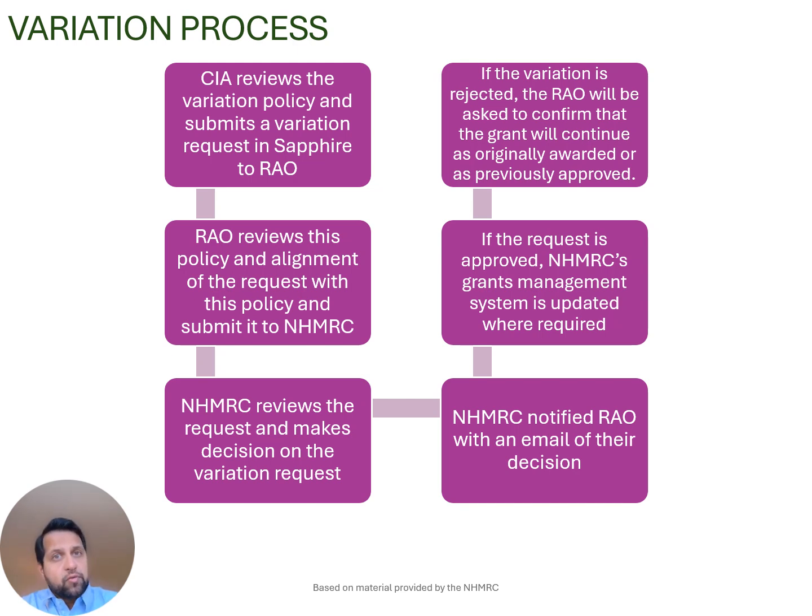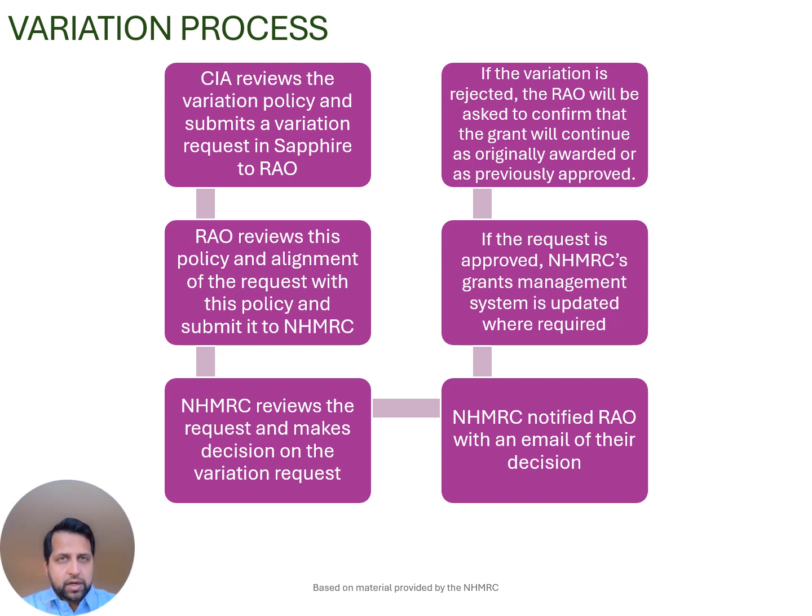If your variation request is approved, NHMRC will make the changes to your application on Sapphire. If the variation request is rejected, the RAO will be asked to confirm that the grant will continue as originally awarded or previously approved. So this is very critical.